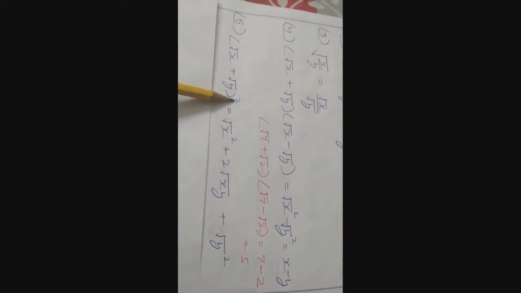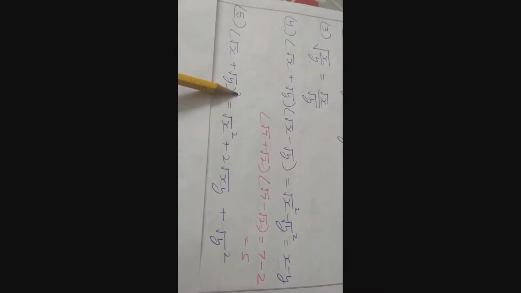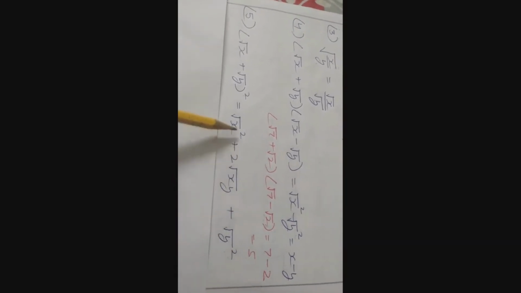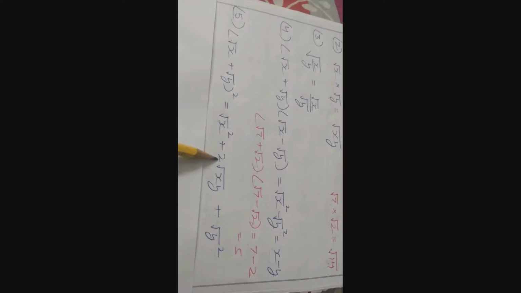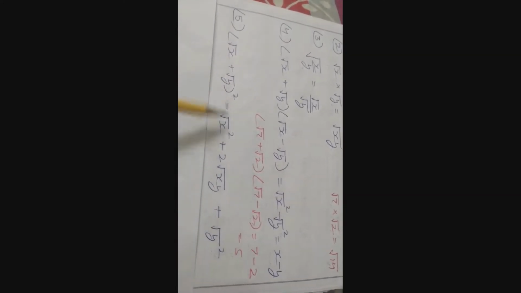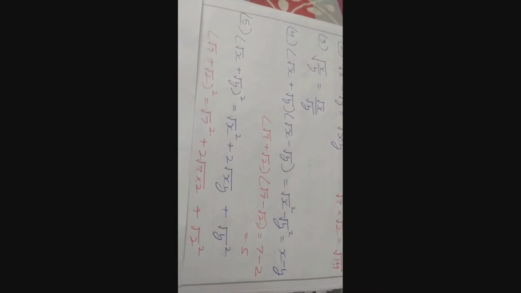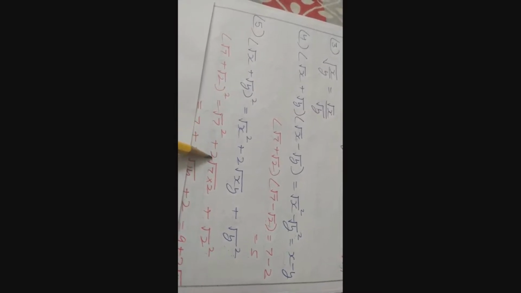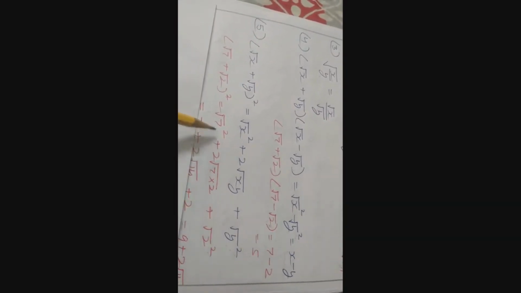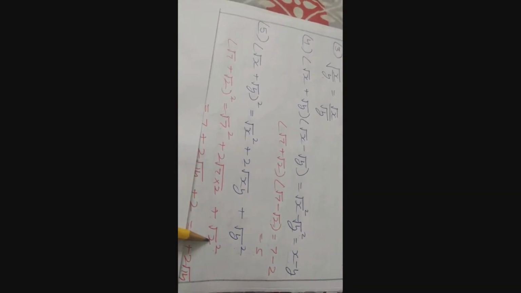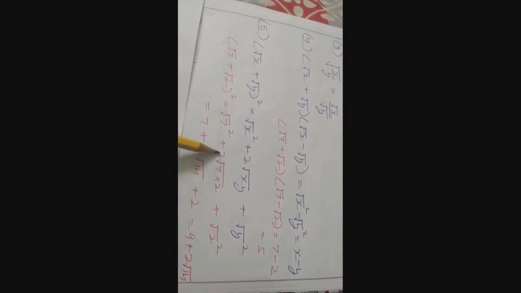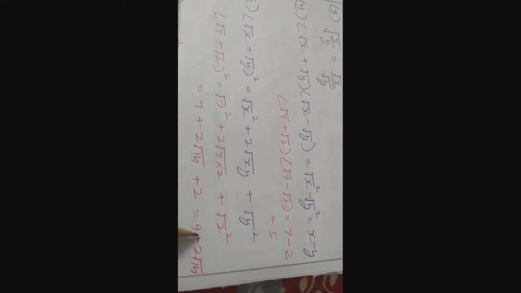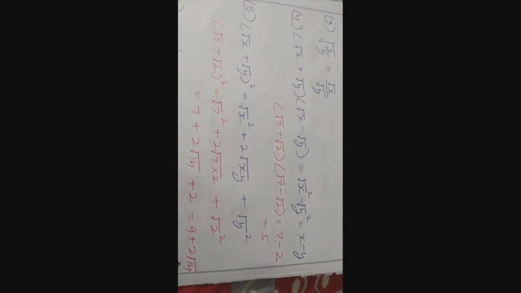Root x plus root y whole square. Using the identity a plus b whole square is a square plus 2ab plus b square. So it becomes root x square plus 2 root x root y plus root y square. Example, root 7 plus root 2 whole square: a square plus 2ab plus b square. A is root 7, b is root 2. Root 7 square is 7, 2 into root 7 into root 2 is 2 root 14, root 2 square is 2. 7 plus 2 is 9, plus 2 root 14.